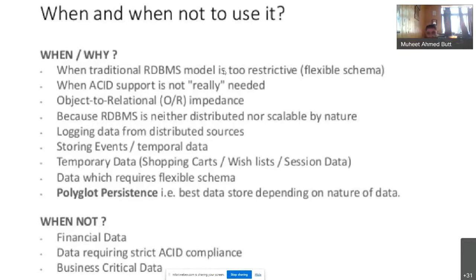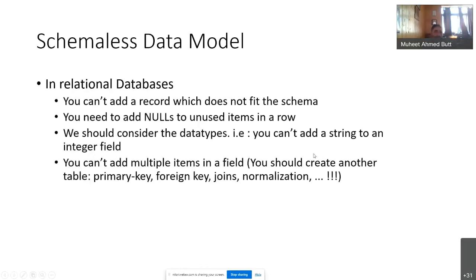Obviously there has to be a best data store depending on the nature of the data, as I was discussing. And when we go directly for financial data, that is data requiring ACID compliance and business critical data, we cannot use a NoSQL database, because the database should support ACID properties. It has to be atomic in nature, that is all or none. It has to be consistent, it has to have isolation, and it has to be durable.